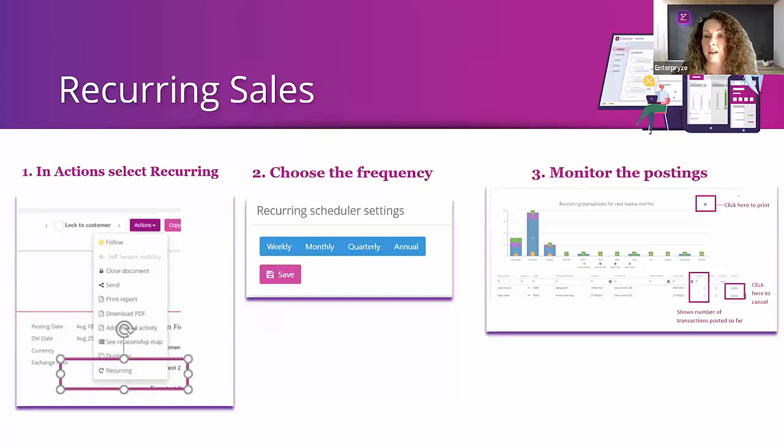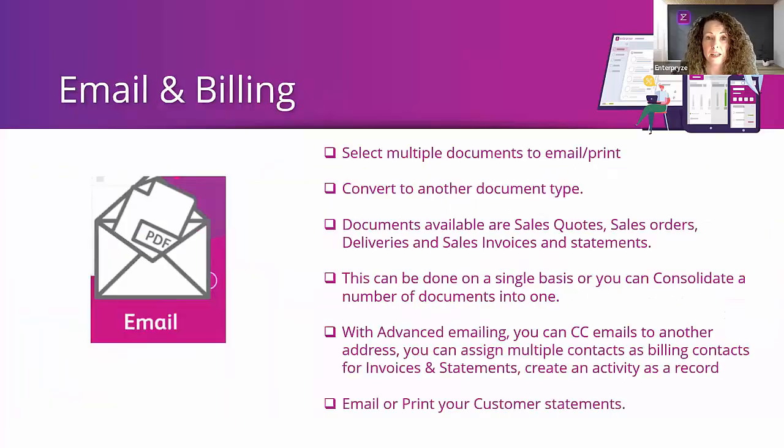So what you see there is the number of transactions posted so far, and if for any reason you want to prevent further recurring postings for particular transactions, you have an option there to cancel that recurrence. Okay, so lots around recurring transactions. And we've already spoken about email and billing and what that means for you. And we also have an option there around email and billing.